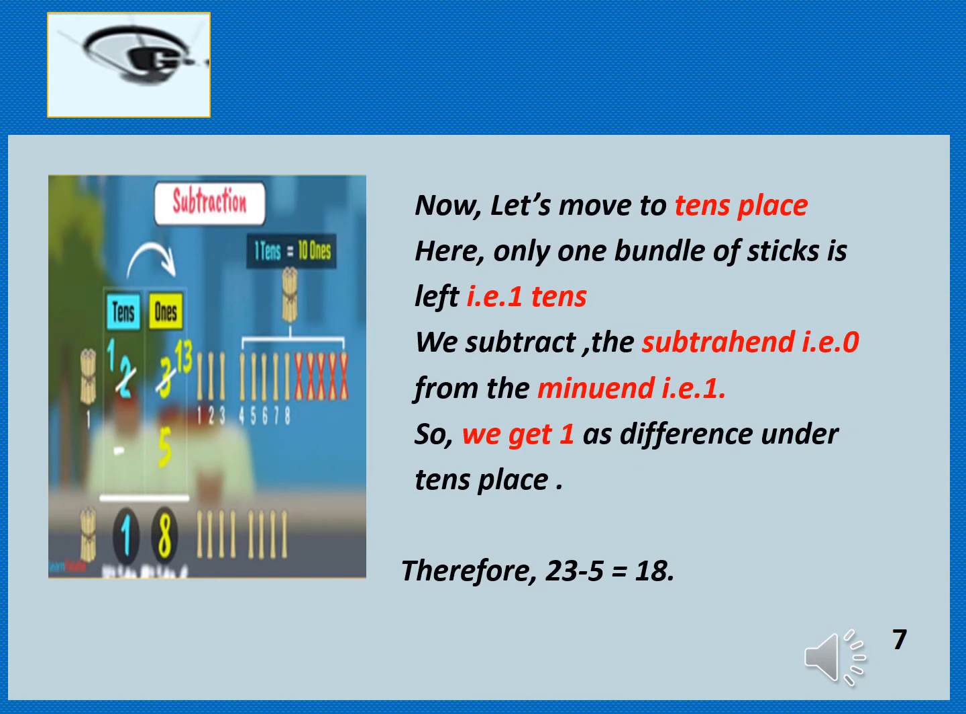As in the previous step, one bundle of sticks is borrowed by ones from tens. So now tens is having only one bundle of sticks left. Here we have to subtract the subtrahend, that is 0, from the minuend, which is 1. So we got 1 as a difference under tens place. So students, the difference of 23 and 5 is 18.